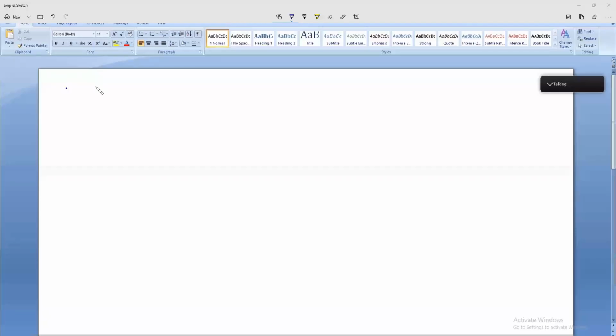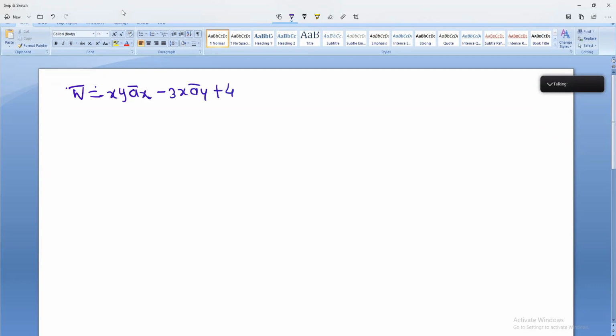Okay, yesterday we solved the first two questions. The example was a vector field defined as W bar equals xy a bar x minus 3x a bar y plus 4 a bar z, right? And we have to find the vector field at point P(1, 2, 3). The first question was the vector field at point P(1, 2, 3).